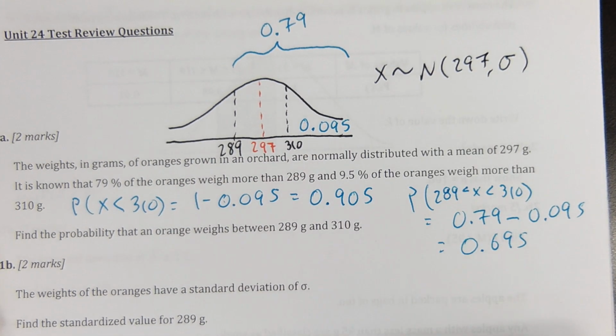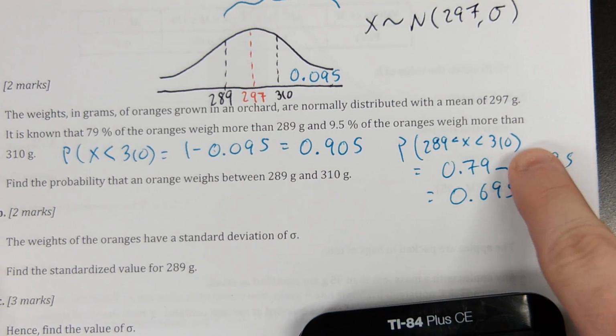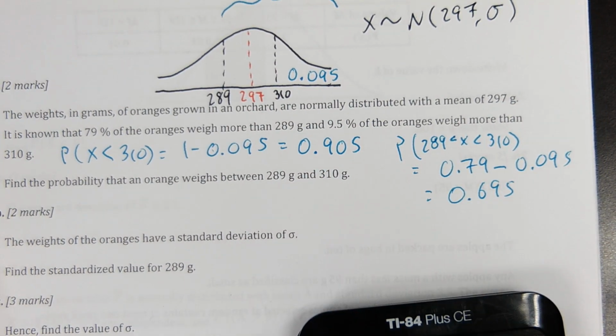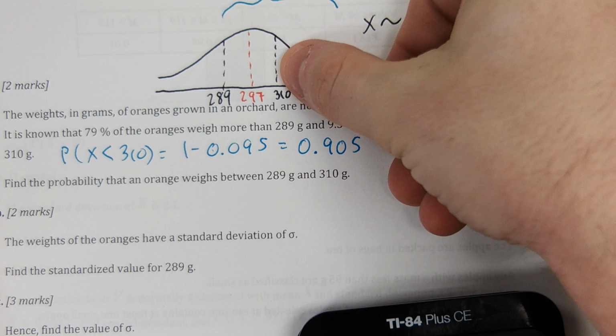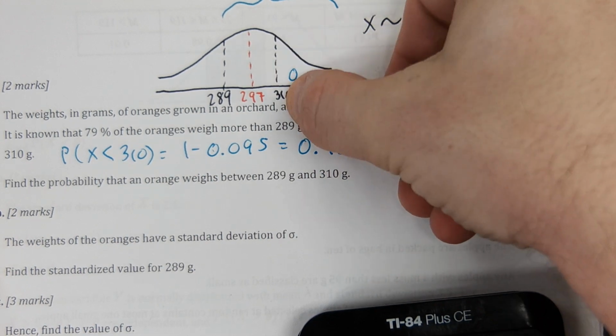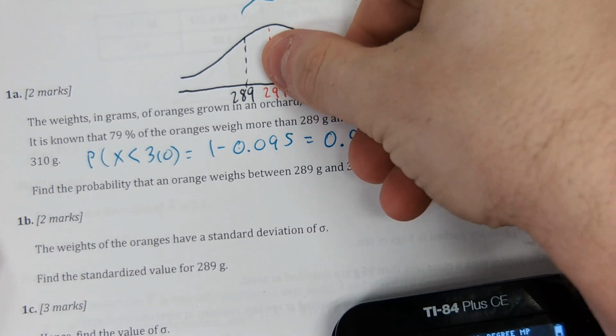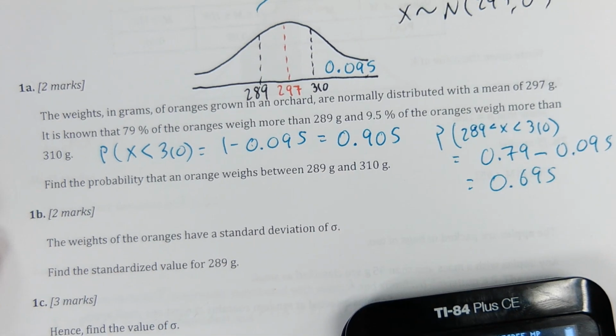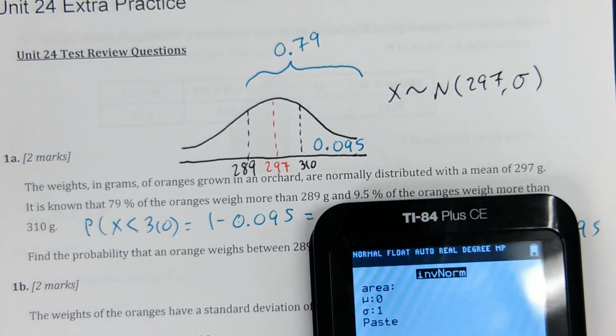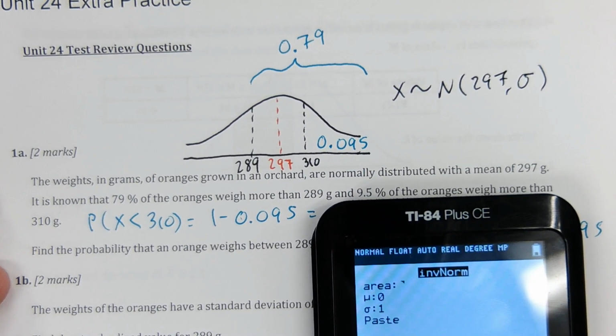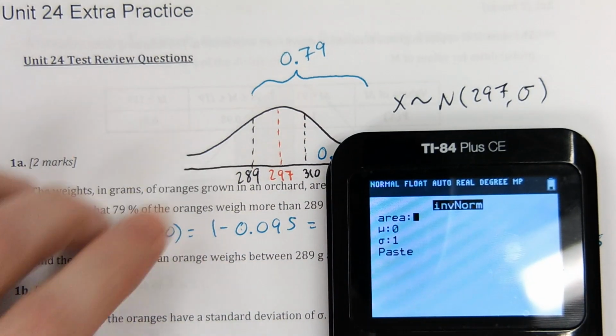So we could use the one that I found a little bit ago, because I thought that's what you guys asked me to do. And we could say that there is 0.905 to the left of this number, but that would be a waste of our time since we're trying to find this, 289. So what is to the left of 289? 0.21, because that's 1 minus 0.79.